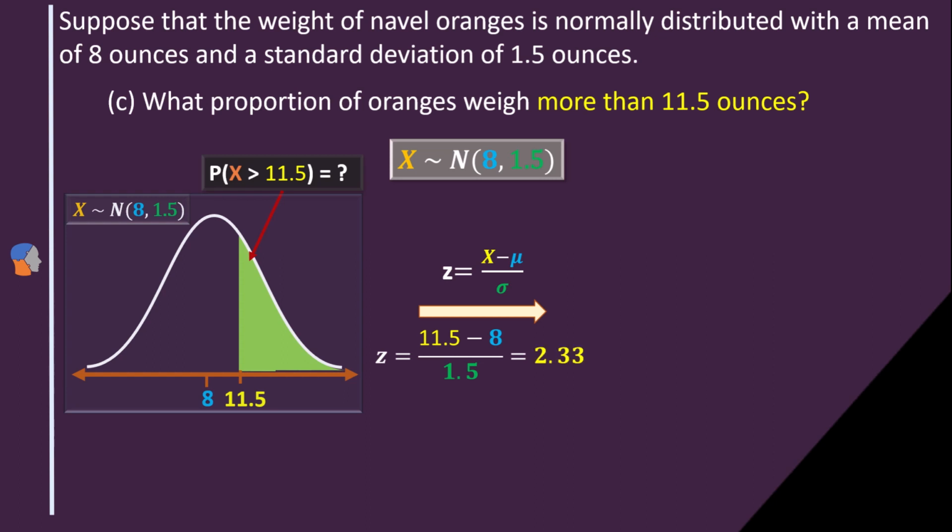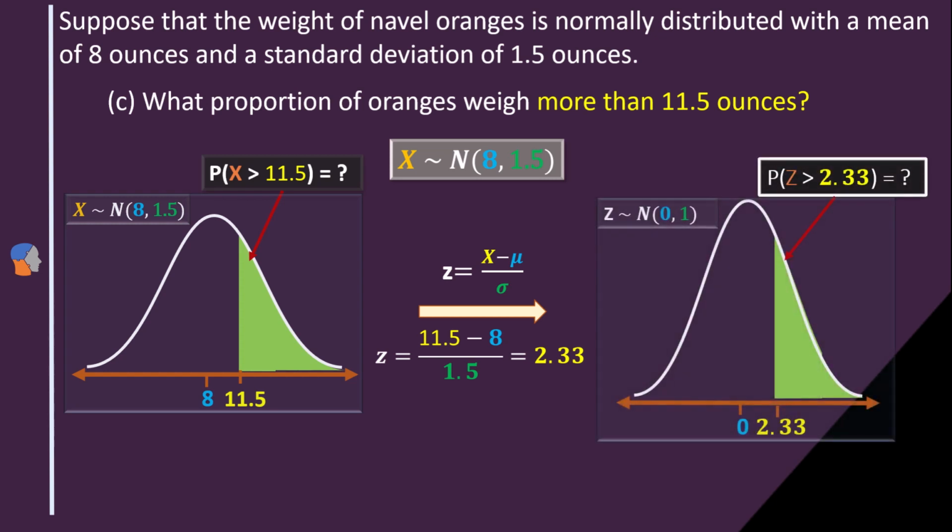Using the standard normal density curve, now you see the area under the curve and right of 2.33. This means the z value of 11.5 is 2.33 and the area must be the same. Right, now we need to find the probability of z greater than 2.33. Can we use the table now? Because we have z value.